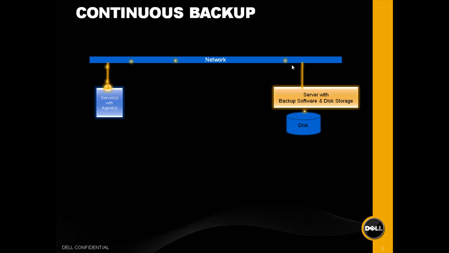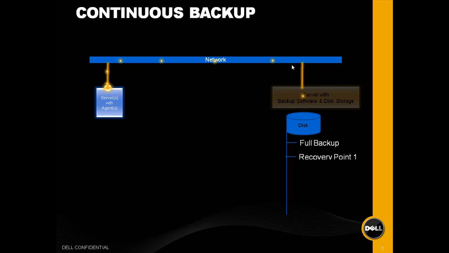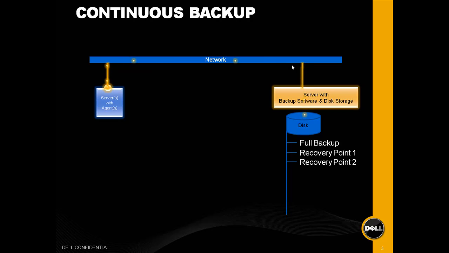So once we put the servers in place with their agents, what we're essentially going to do this time is use continuous backup, which is throughout the day. As changes are made on a bit level, those changes are written to disk locally on the server, but they're also sent over to the actual media server where they're backed up to disk.